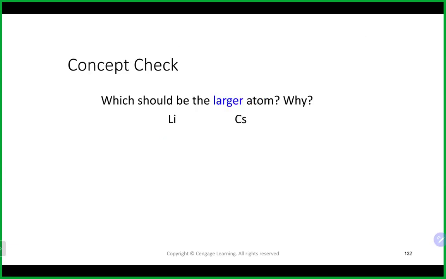When we look at lithium and cesium, which one should be the larger one? We look at the periodic table, and we have lithium and cesium in the same group, and size increases as you go down the group. They're both there in group one, and we should have cesium as our larger atom in this case.